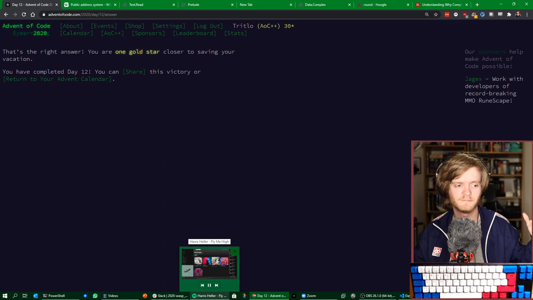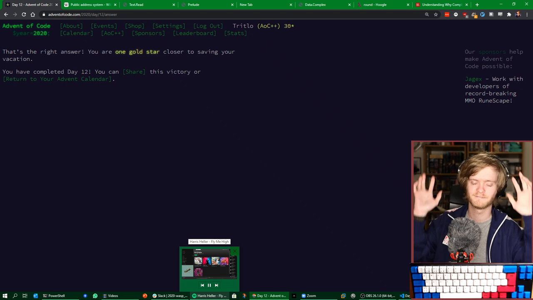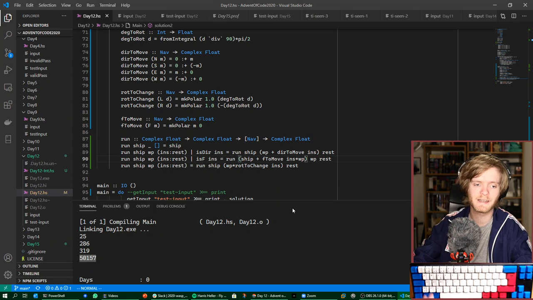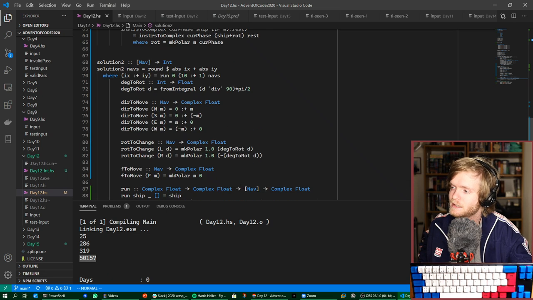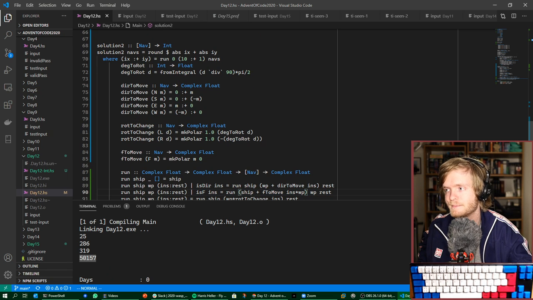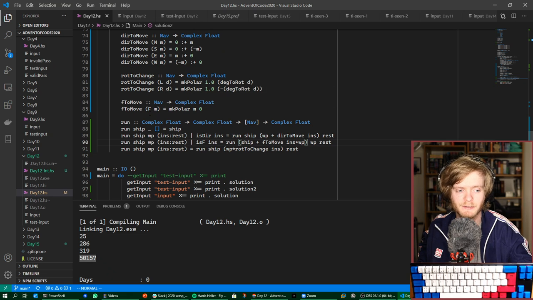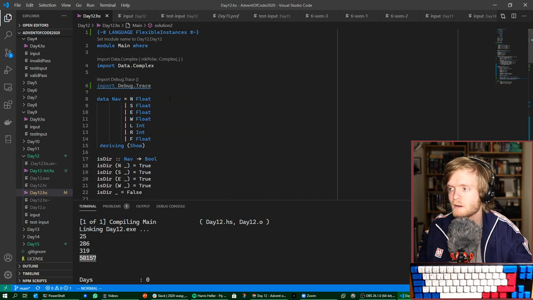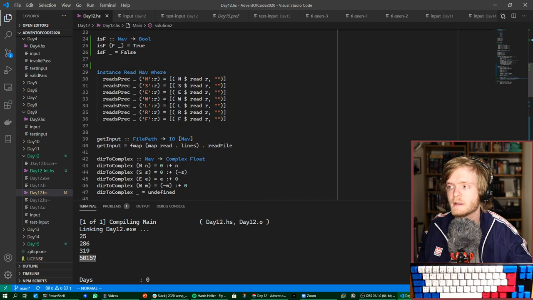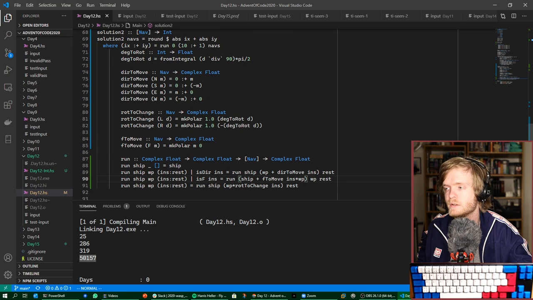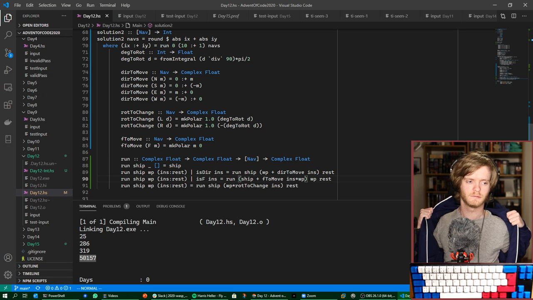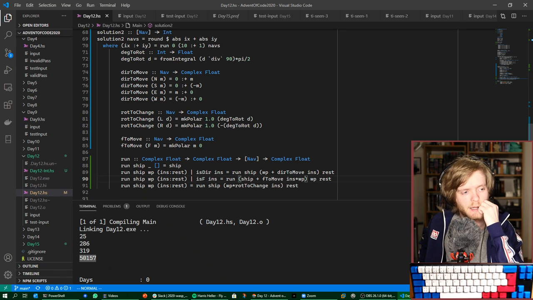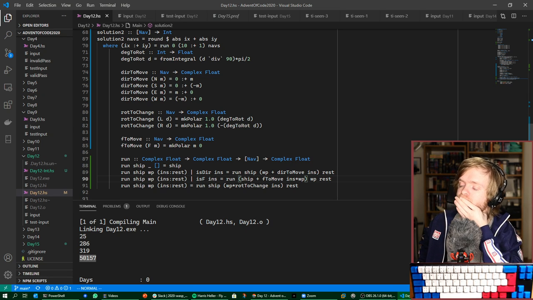All right, we finished day 12. And we did it all using nice complex math. I like this solution. I like it because it's like secant. We didn't have to do any pairs or vectors or anything like that. We just kind of directly fixed it. We did it all directly, right?